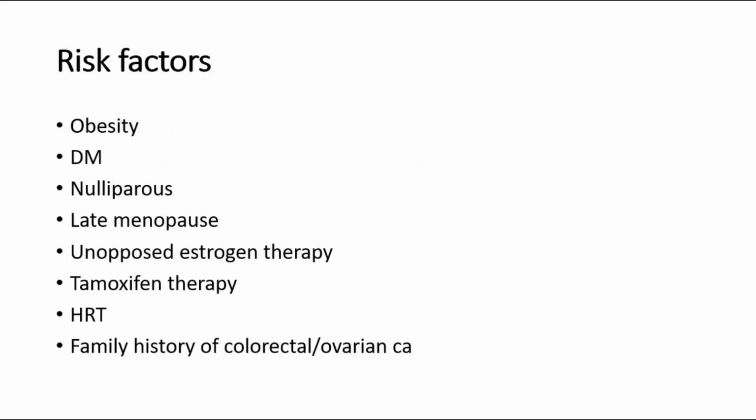The risk factors are those that put people at an increased risk of having endometrial cancer. For example, obesity, where there is conversion of androgens to estrogen in adipose tissue, especially in postmenopausal women. Diabetes mellitus, nulliparity, where the woman had prolonged exposure to estrogen. Late menopause after 52 years old. Unopposed estrogen therapy, tamoxifen therapy, and hormone replacement therapy. And also, we should ask whether she had a family history of colorectal cancer or ovarian cancer.